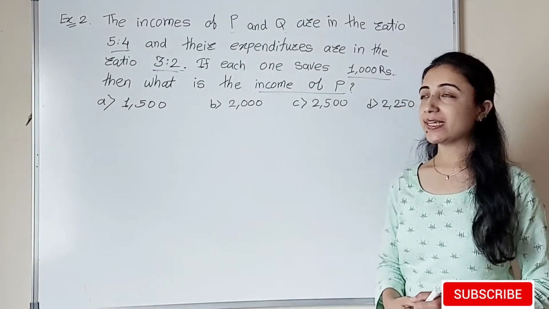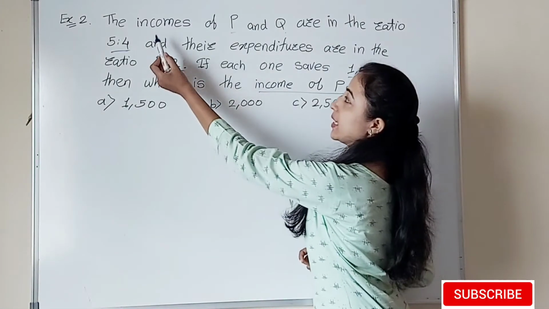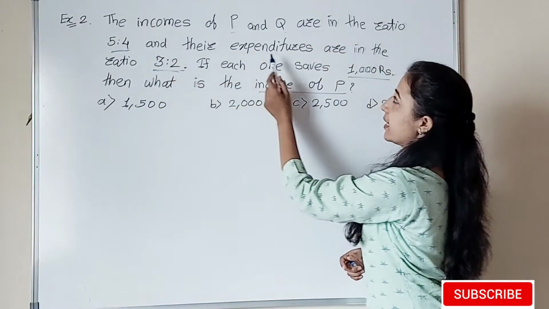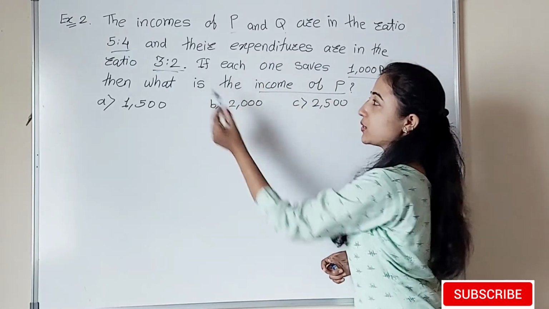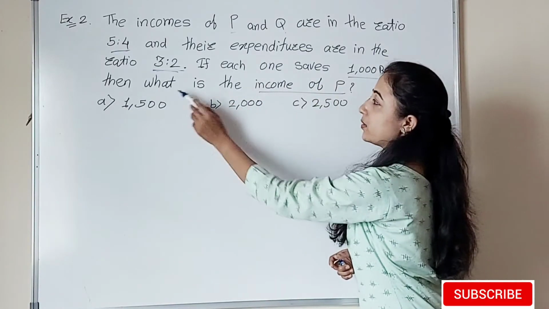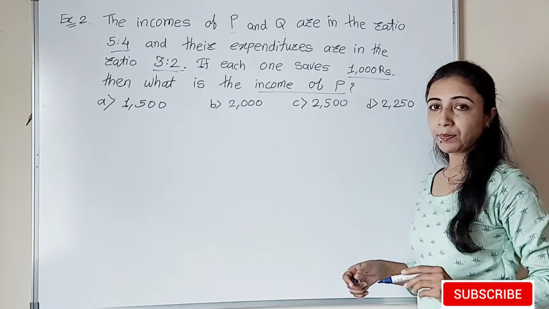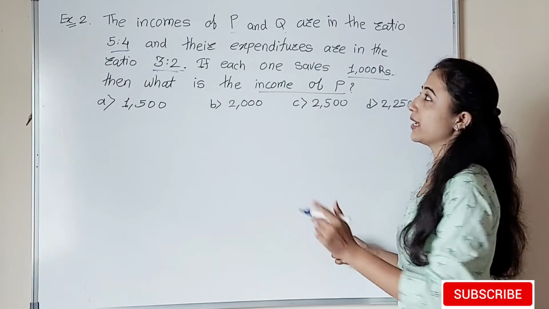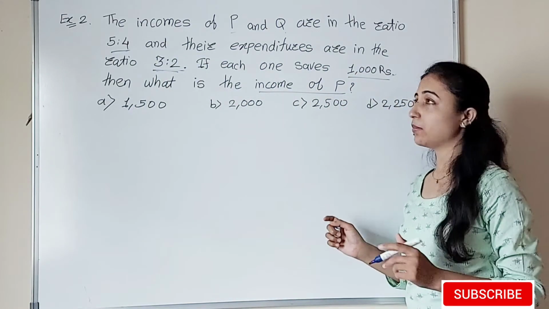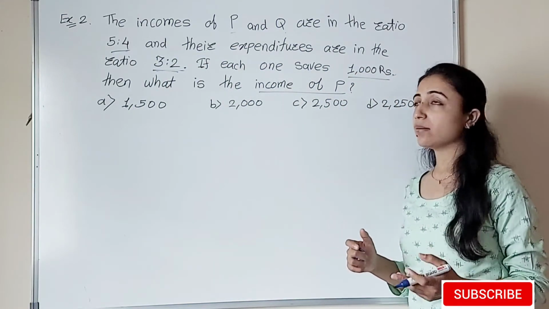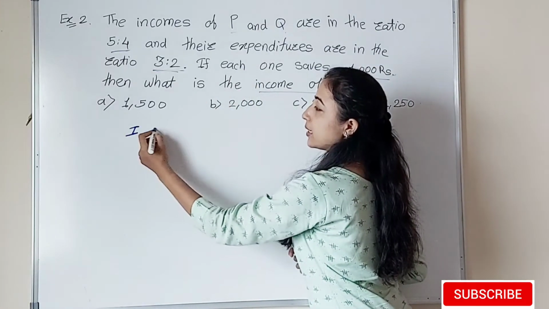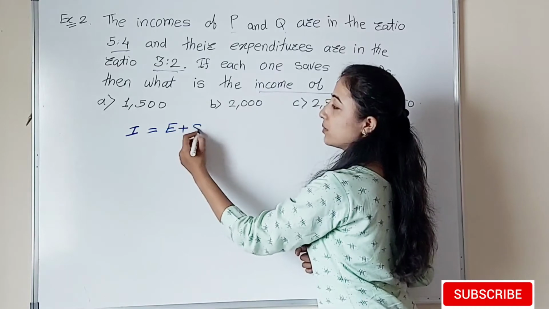Now we discuss the second example. See, the second question is: the incomes of P and Q are in the ratio 5:4 and their expenditures are in the ratio 3:2. If each one saves 1000 rupees, then what is the income of P? Here we don't know the exact amounts of income of P and Q, nor the exact expenditures, but they are given in the form of ratios. So let us see here, income is nothing but expenditure plus saving.